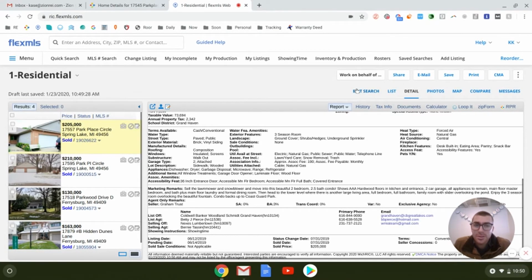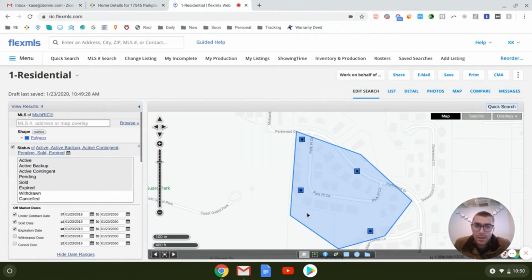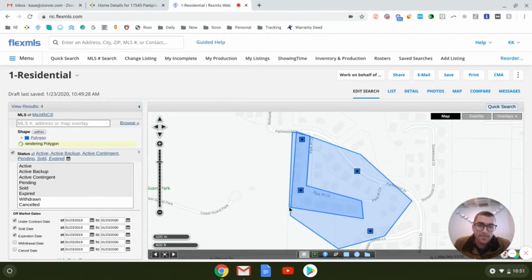I'm going to back out just a touch again. As I search this, I'm modifying my search so that it's accurate as I'm looking, because I don't want the other condos in here. So I'm going to go like this instead. Get rid of our first polygon.